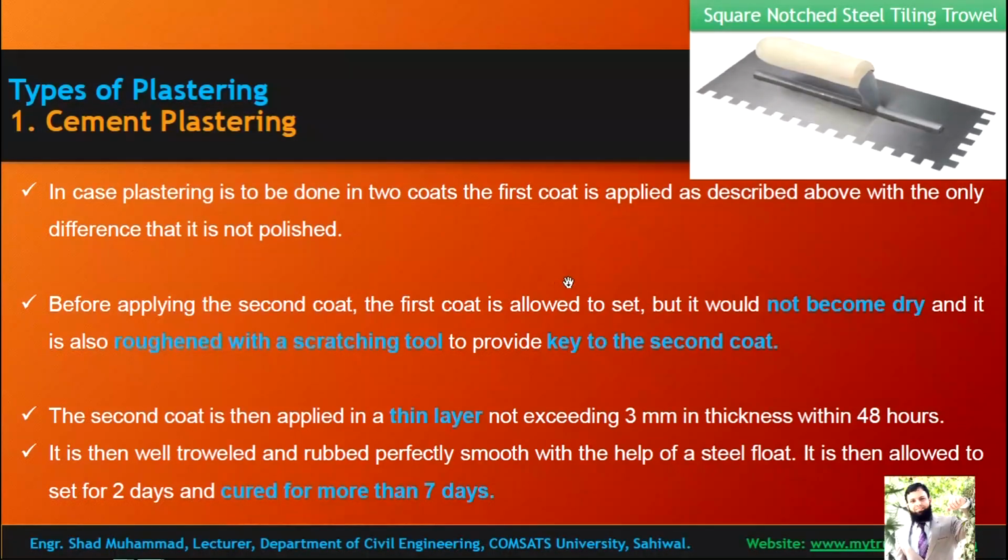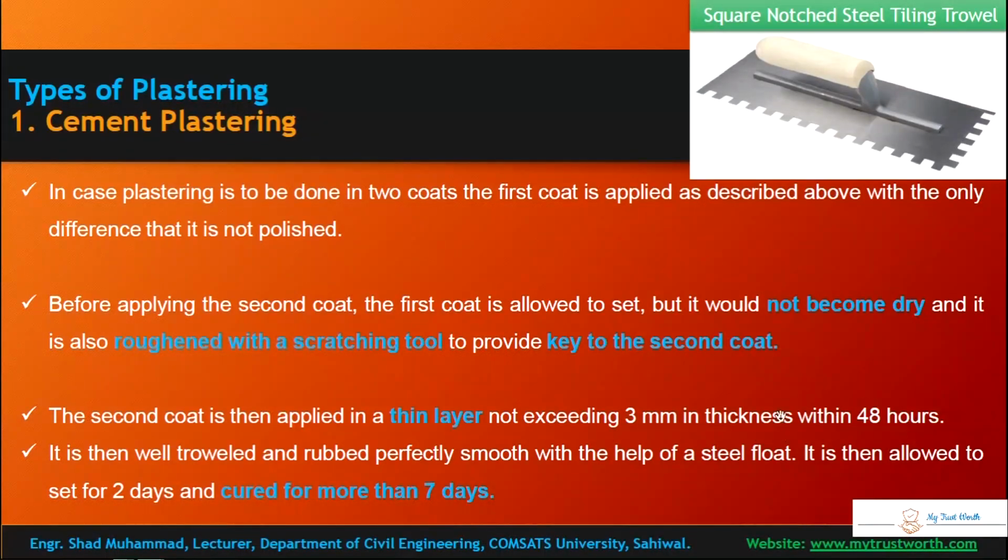It needs to be hardened, but it should not become dry, and it is also roughened with the scratching tools. This is our scratching tool to provide the key to the second coat. First coat should provide a key to the second coat. The second coat is then applied in a thin layer not exceeding 3 millimeters. First coat was 16 millimeters, as the first layer needed to fill in the space between two bricks, and also there are broken bats and things like that, so the first coat needs to be thicker, 16 millimeters, and second coat is 3 millimeters in thickness.